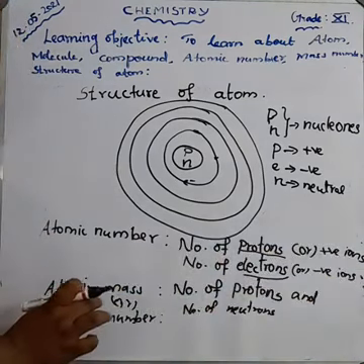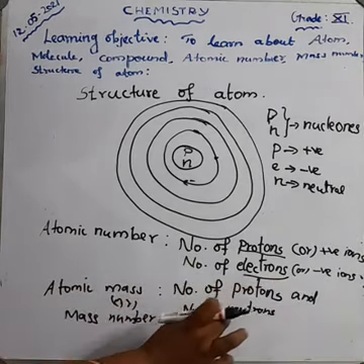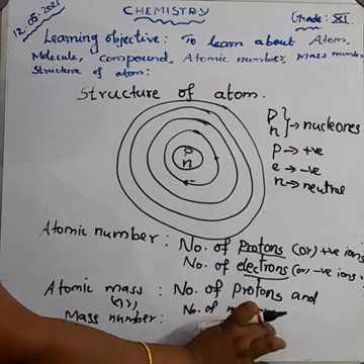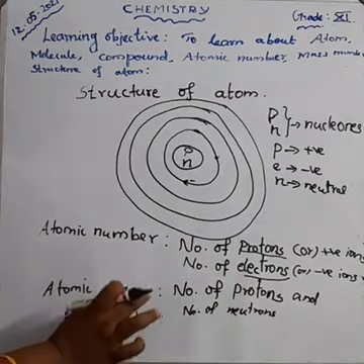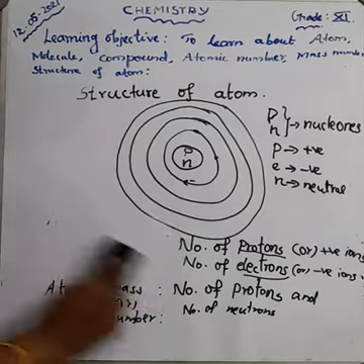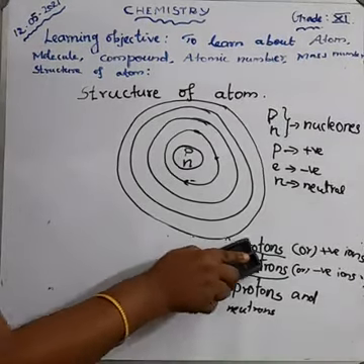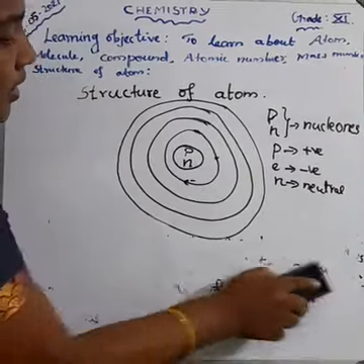And what do you mean by atomic mass? Atomic mass means the total number of protons and total number of neutrons present in the atom. That is called atomic mass or mass number. Okay, clear? And then we are going to study how the electrons are revolving around the nucleus.